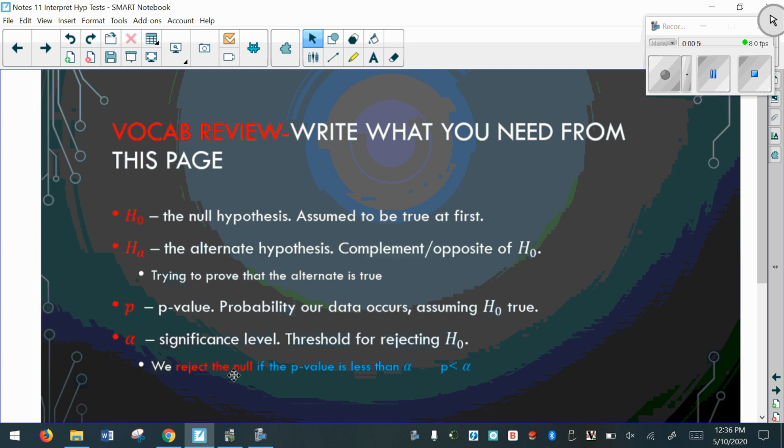One of the things to remember is to reject the null if the p-value is less than alpha. And we do have an acronym that we sometimes use to help us remember. This acronym says that if the p-value is less than alpha, yes, you want to go ahead and reject the null hypothesis.